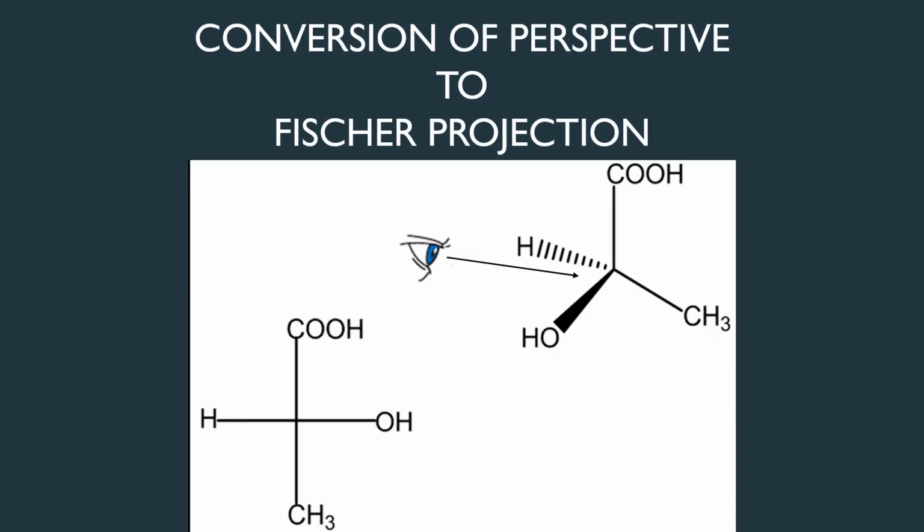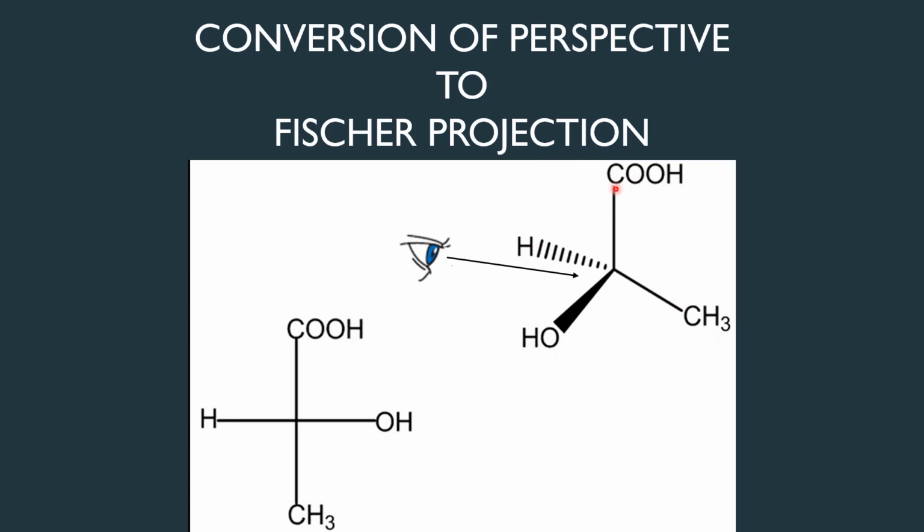Let us discuss the interconversion of the different projection formulas and the perspective formulas. This is the lactic acid given. Now this is the perspective formula of lactic acid. I am looking at the molecule from this direction. So for me, only these three groups will be visible and this methyl is going away. So this is like the Newman projection, where this is the distant carbon that is hidden by the front carbon, so that only these three groups will be visible for me.